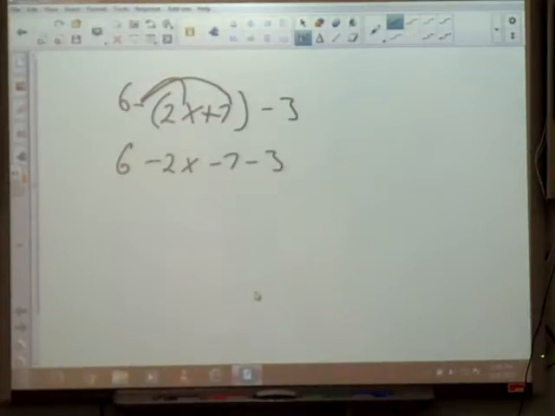Okay, good. Now it's just time to combine like terms. So I've got a 6 minus 7. What does that give me? Negative 1, and then negative 1 minus 3. Negative 4. So there's my constant. And then all I've got left.